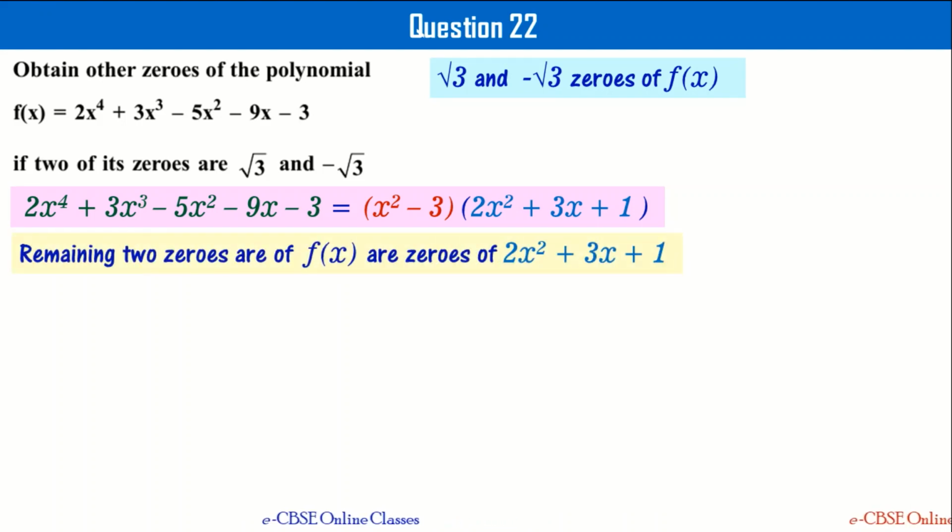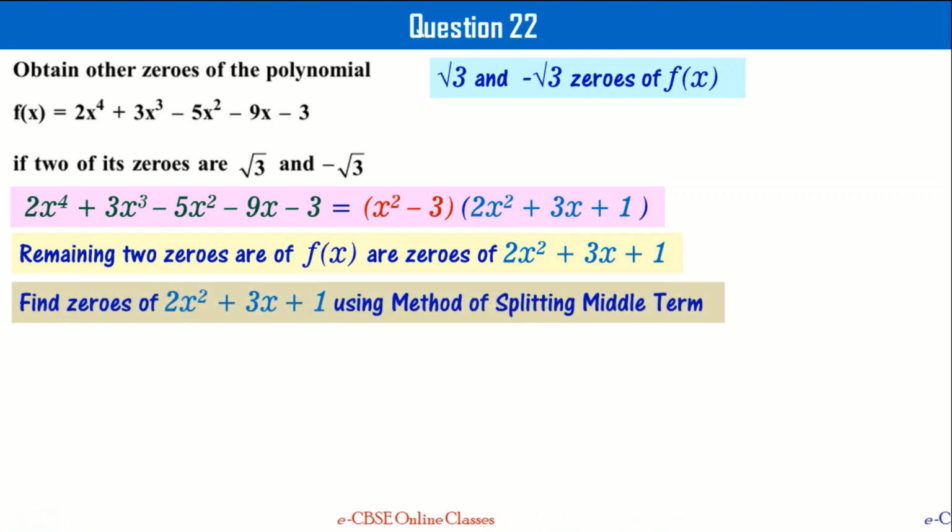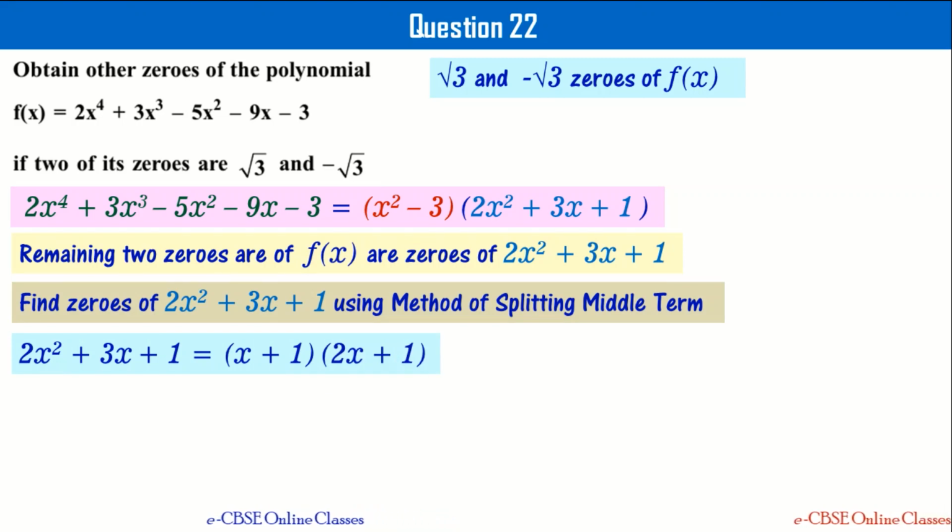Now we can say that the remaining two zeros of f of x are going to be the zeros of 2x square plus 3x plus 1, right? If that is the case, we have to find the zeros of 2x square plus 3x plus 1, right? Let's use the method of splitting the middle term. I'm not going to do that. You simply solve this particular thing using the method of splitting the middle term, and then you will get an expression like x plus 1 times 2x plus 1.